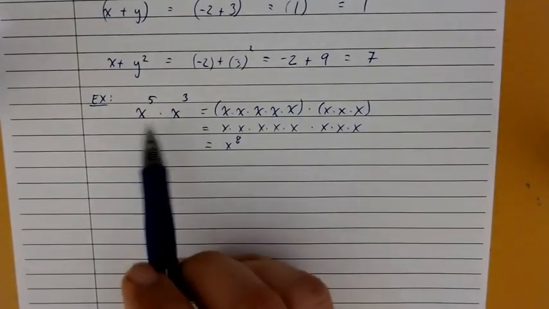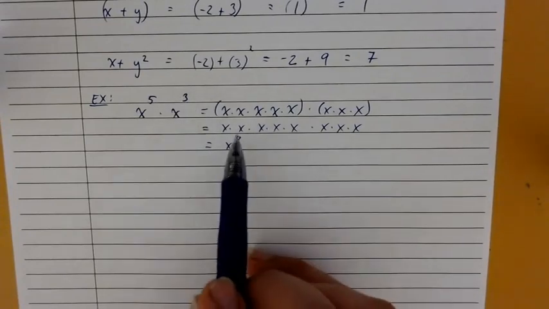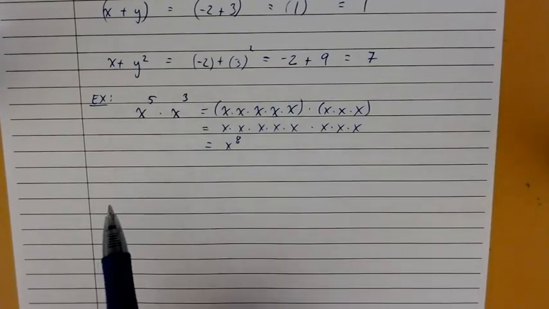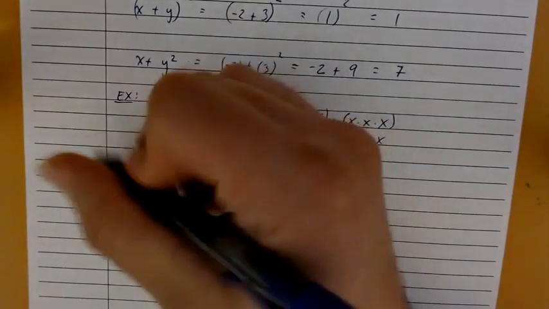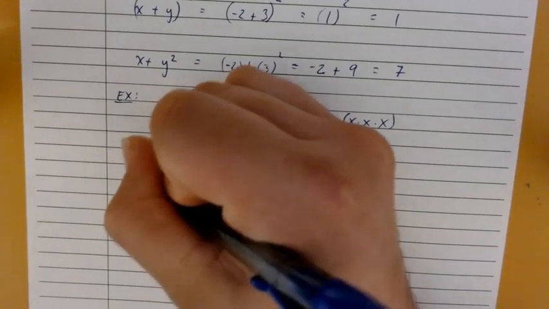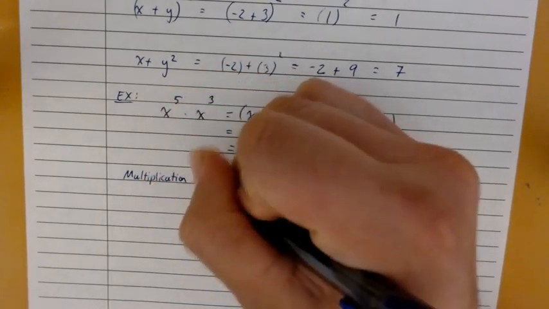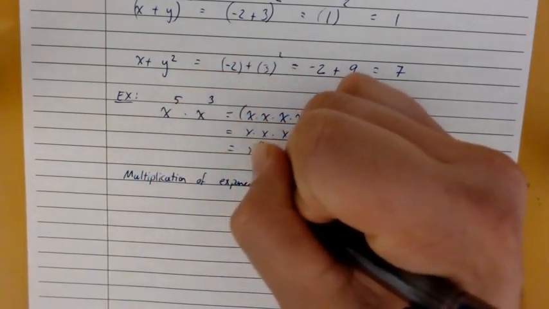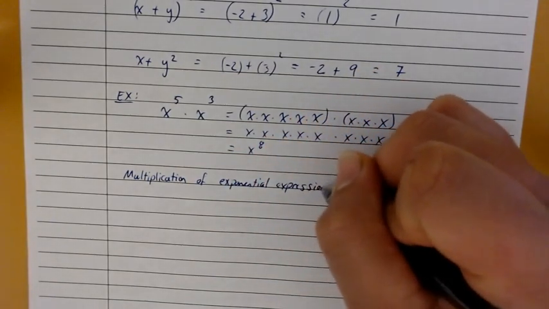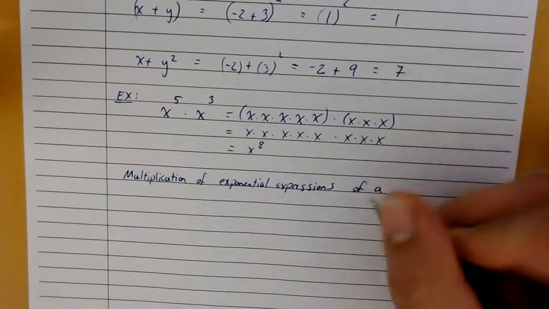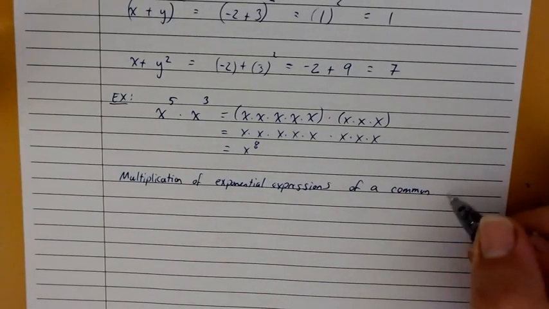But notice what we just did. We had 5 of these multiplied together, and then 3 more. That gave us 8 multiplied together. This gives us a property of exponents. Here, let's talk about multiplication of exponential expressions of a common base, meaning of the same base. Here, they both have the base of x.